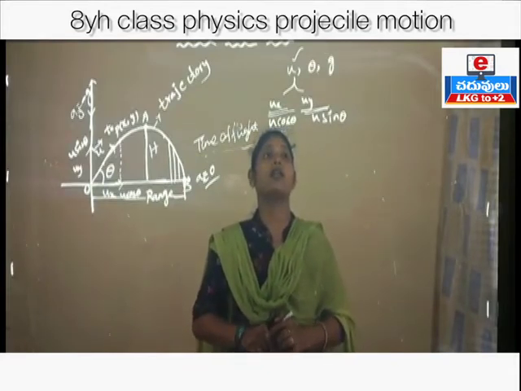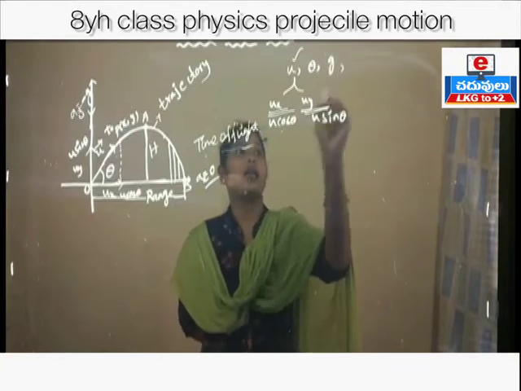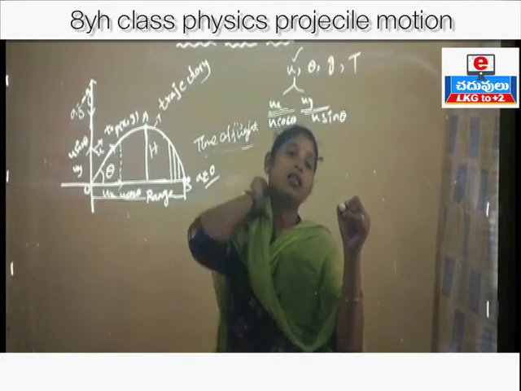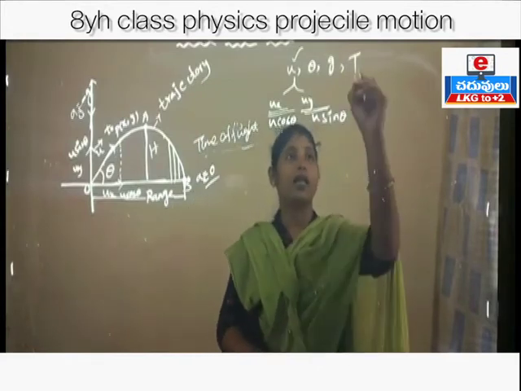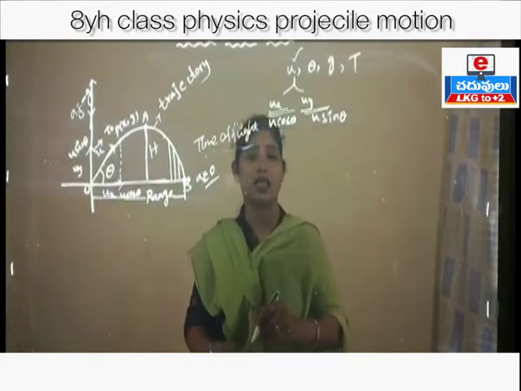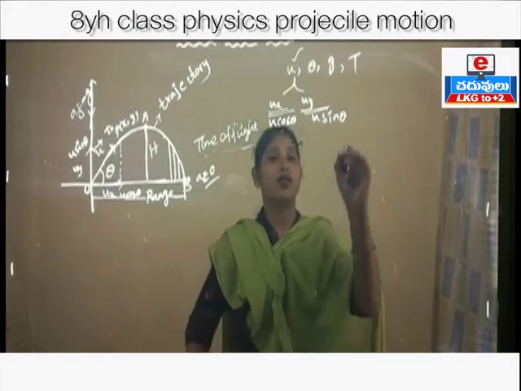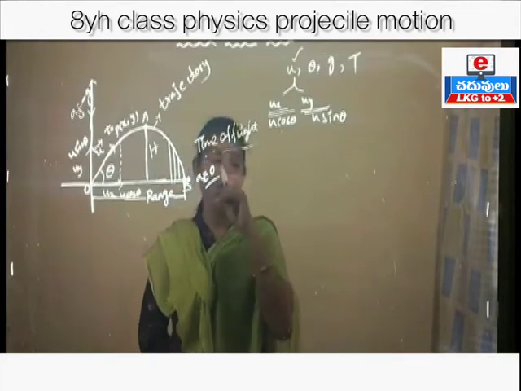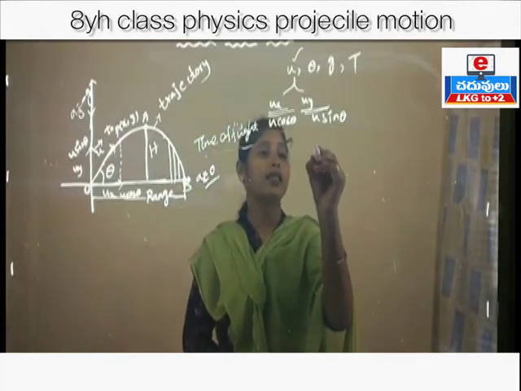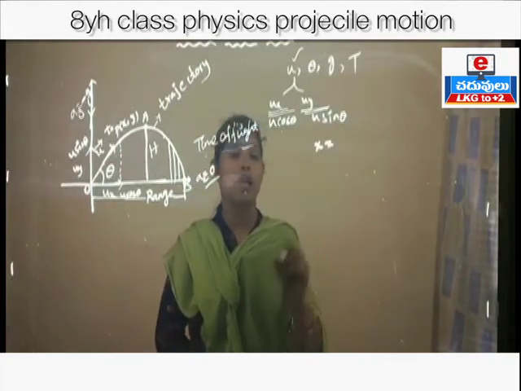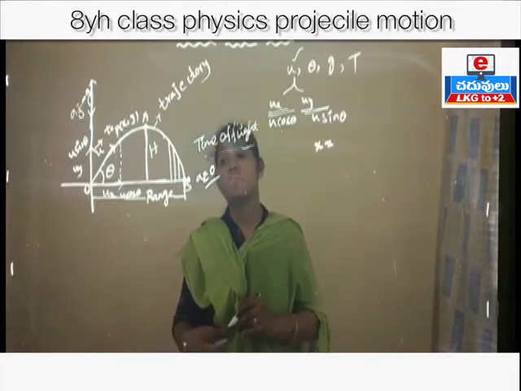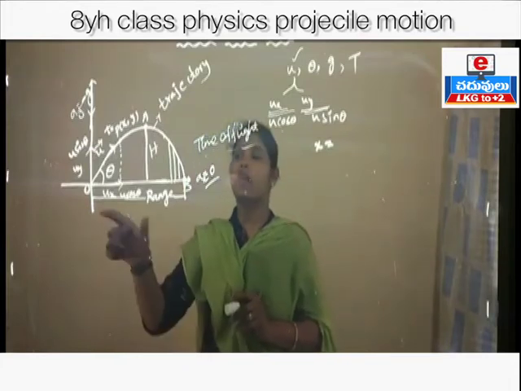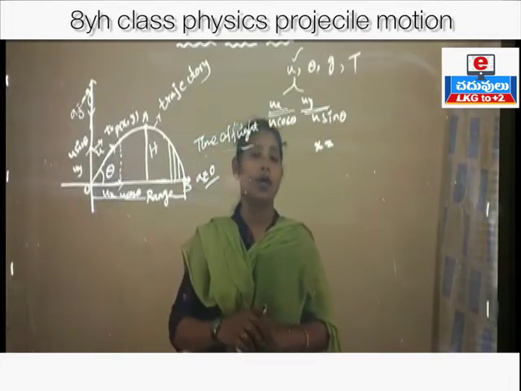We know that the time taken to travel this path is considered capital T, the time of flight. So we have to find the time taken by this projectile. Along the x-axis, the horizontal direction, we consider ux equal to u cos theta, and along the vertical direction uy is equal to u sin theta.